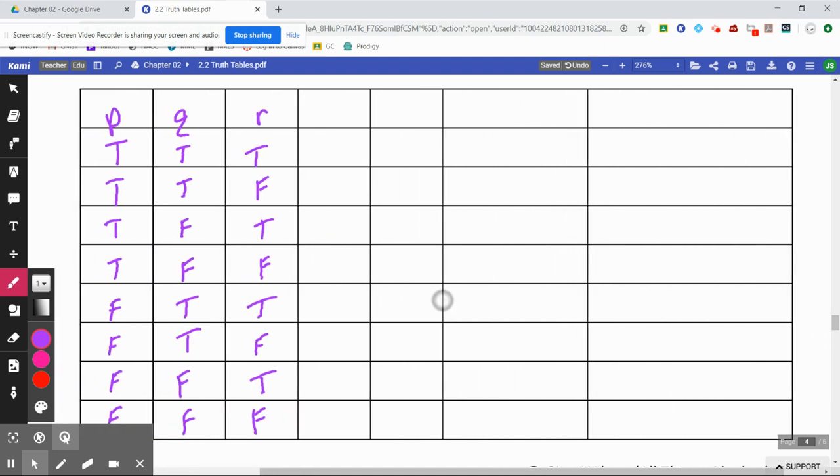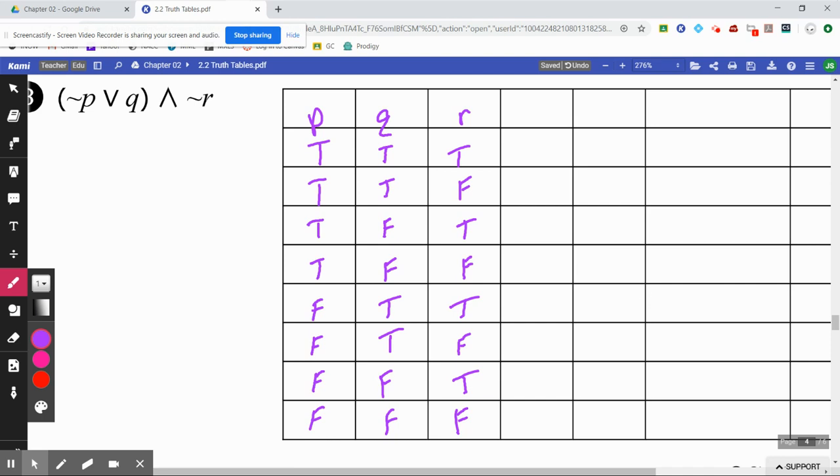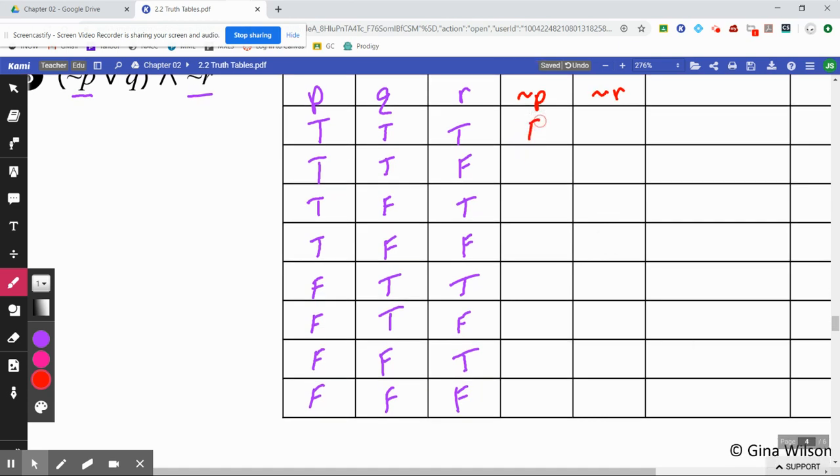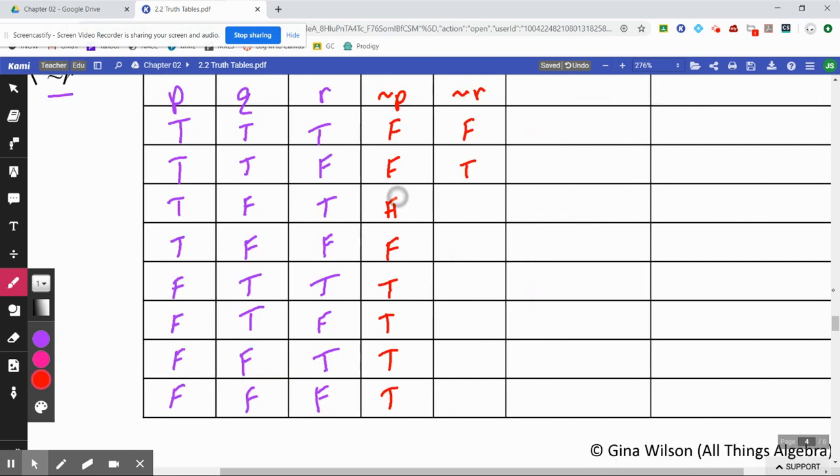So let's see. Let me make sure I've got enough columns. I do have two negations here, so let's go ahead and do a not P and a not R. Those negations are always pretty easy. Not P, since P is 4 trues and 4 falses, then this would be 4 falses and 4 trues. And not R's, since it's true, false, this would be false, true, and then that would be all the way down. False, true, false, true, and false, true.